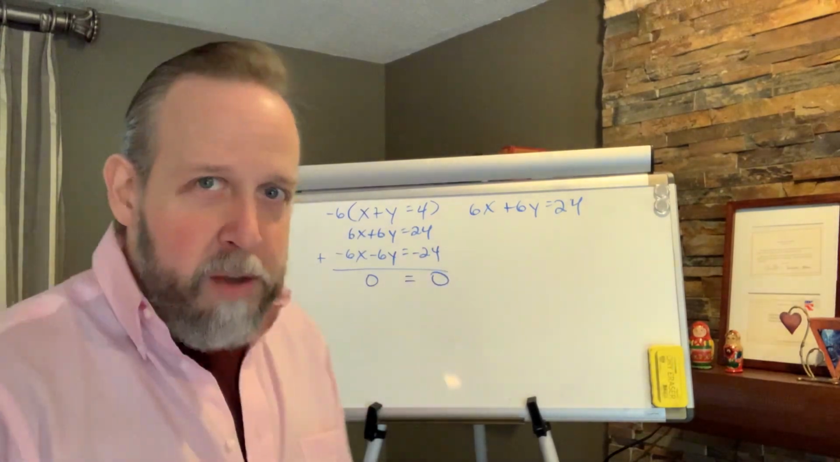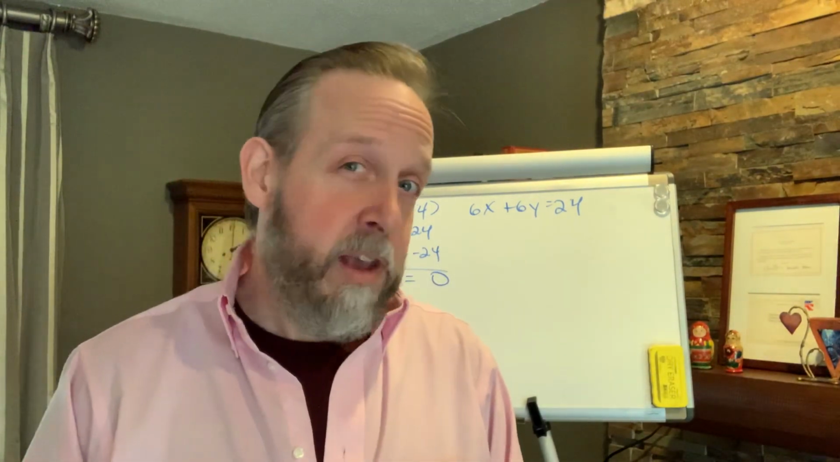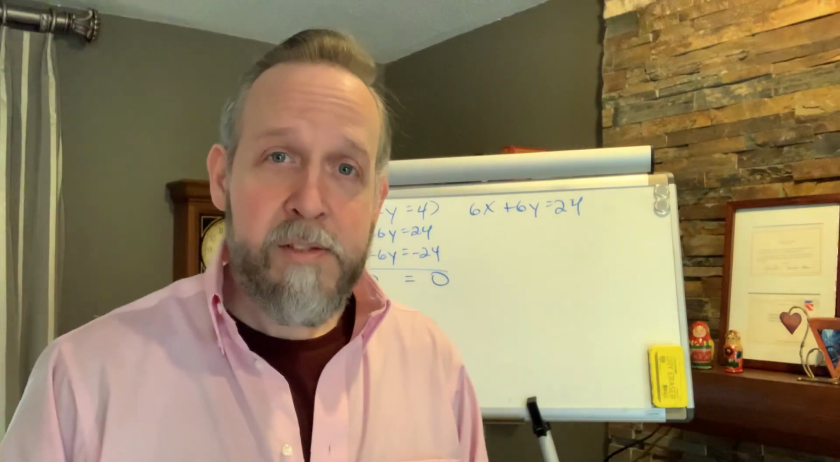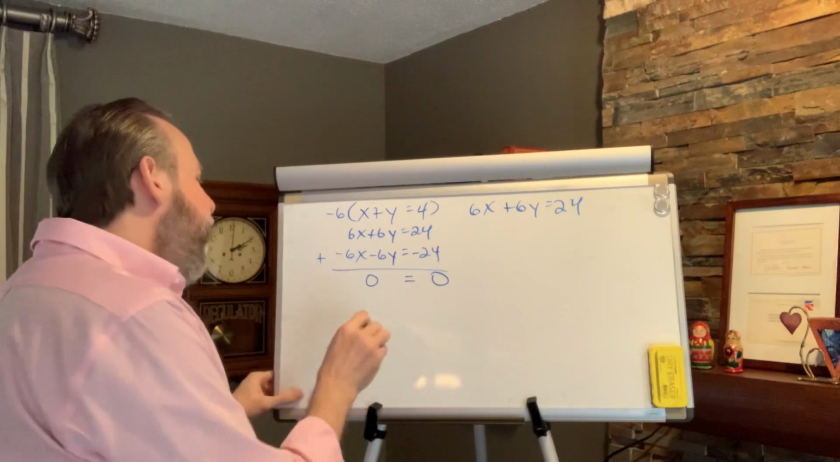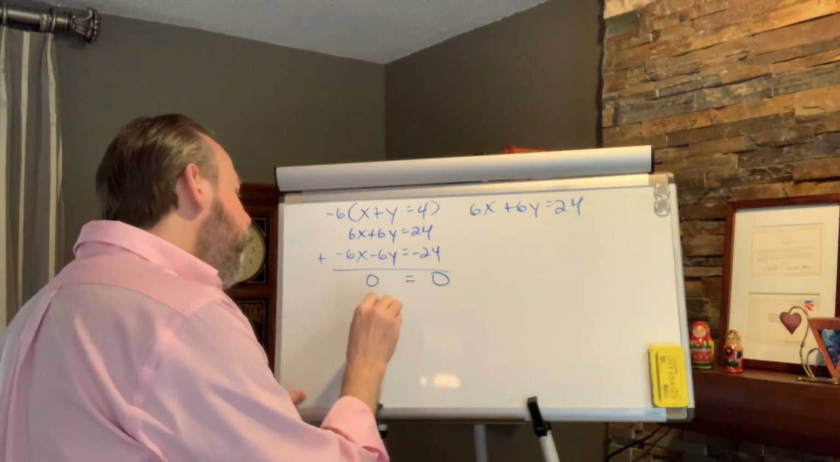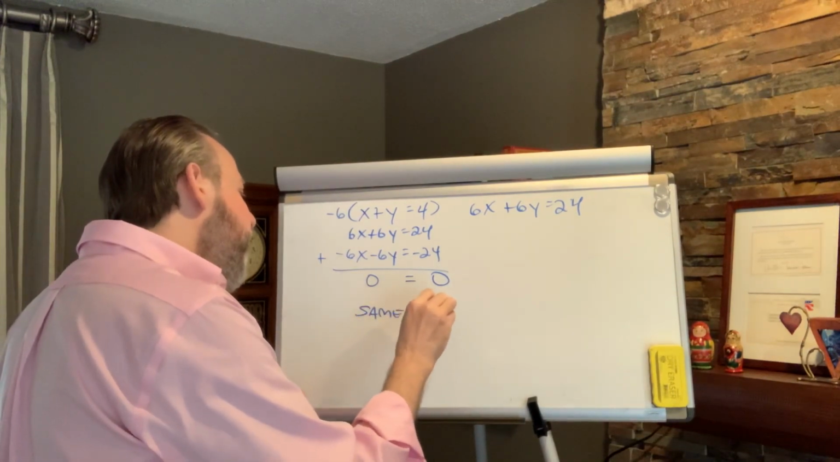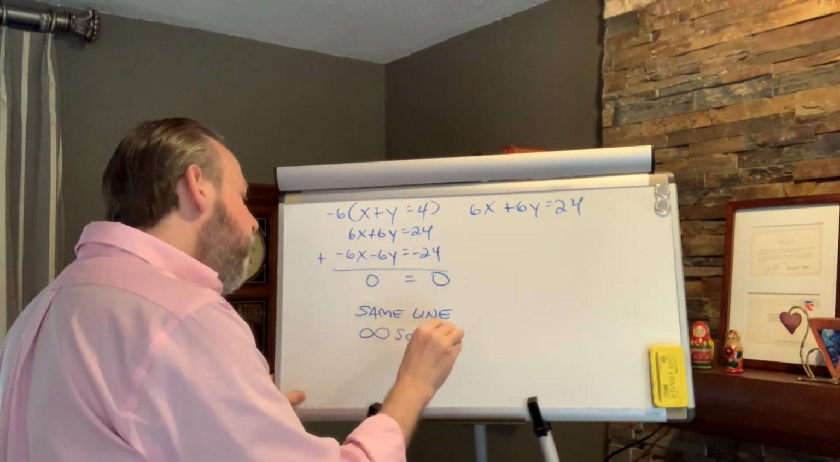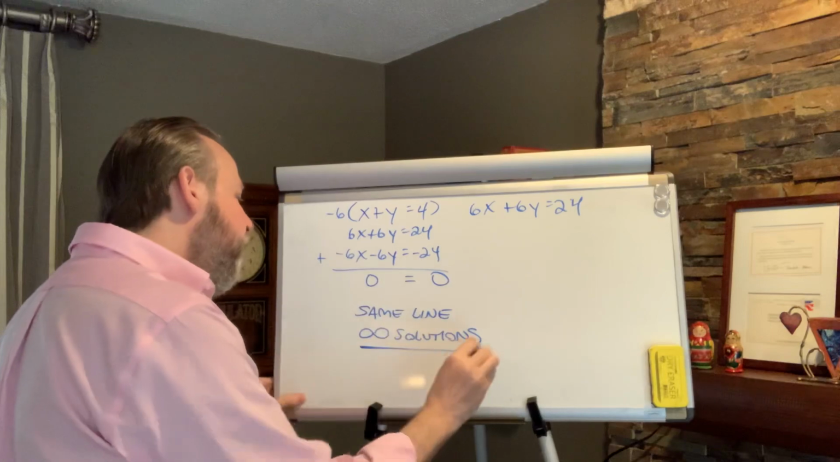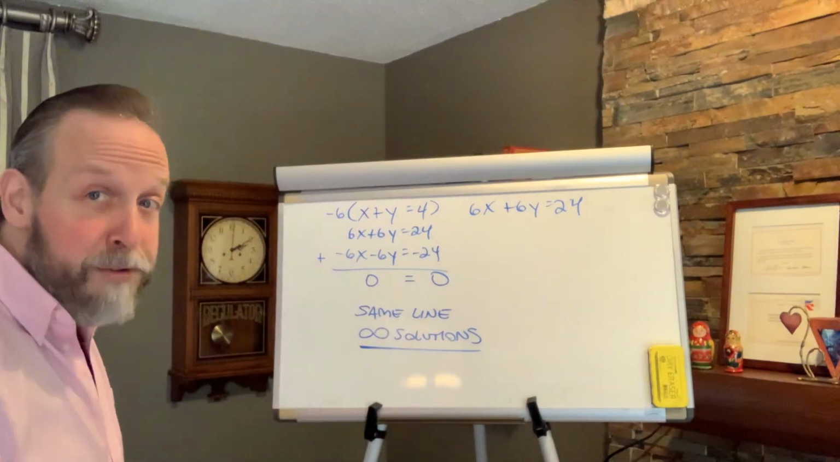Well, once again, we have a special system. The variables have canceled out, but so have the constants. We're left with a true statement, which tells us that in this case, we have the same line, which is what I was thinking of earlier, which means there are infinite solutions. Infinite solutions. That's our second kind of special system.